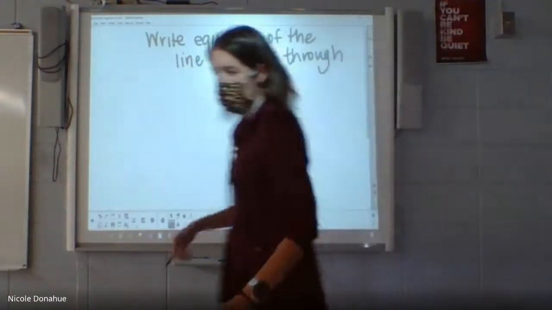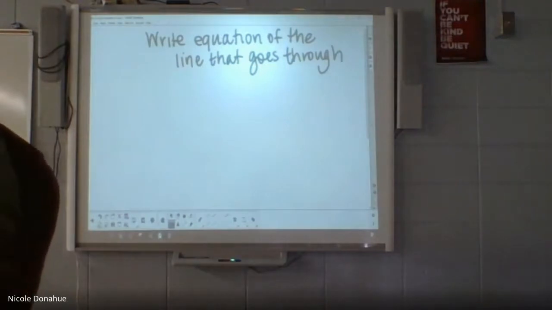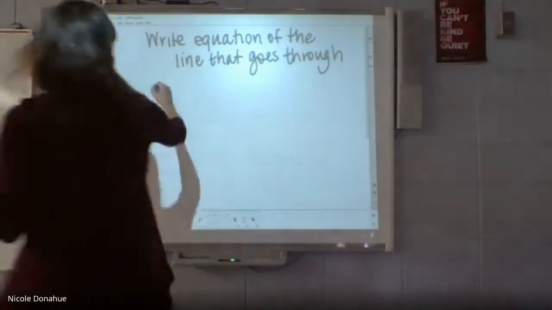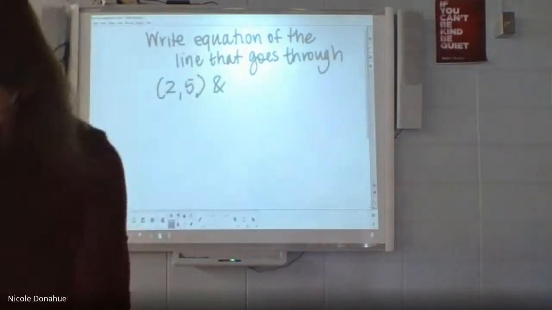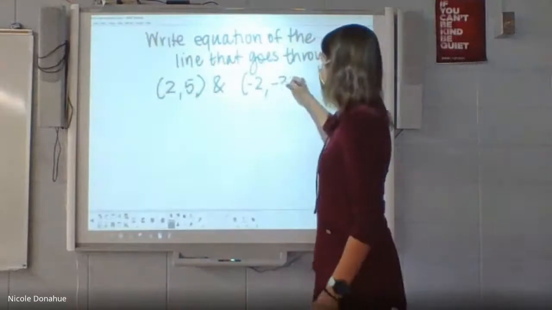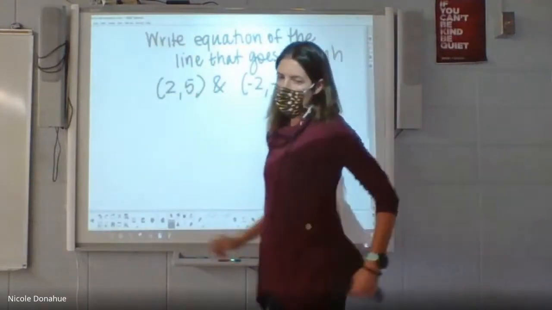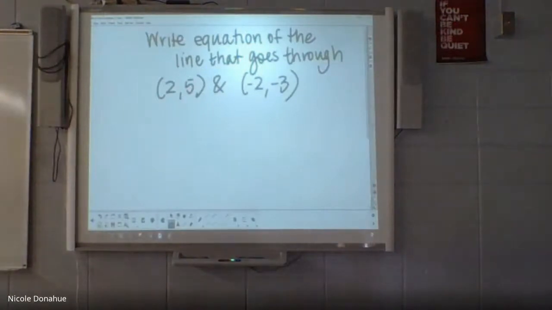Okay, let me get you guys a couple of points here. It's going to go through (2, 5) and (-2, -3). I want you to find the slope, and then find the y-intercept, and then write that equation.